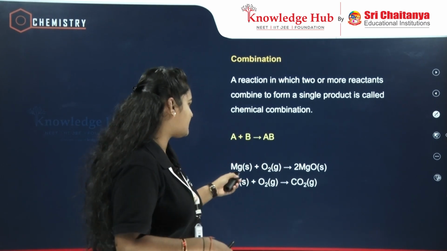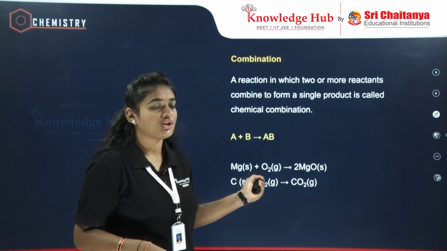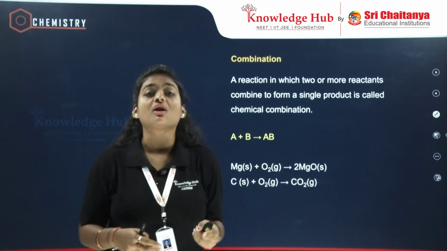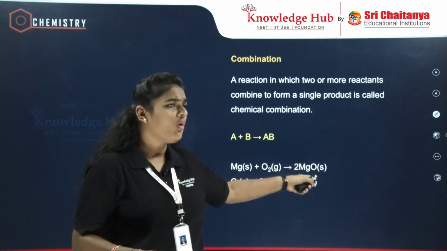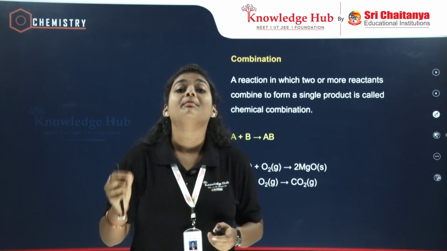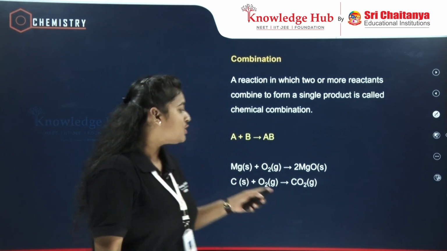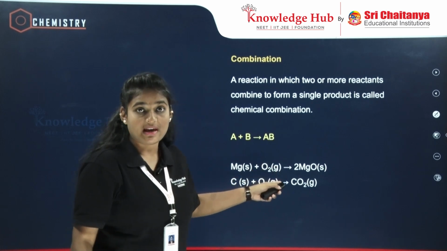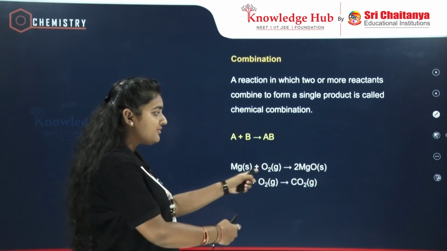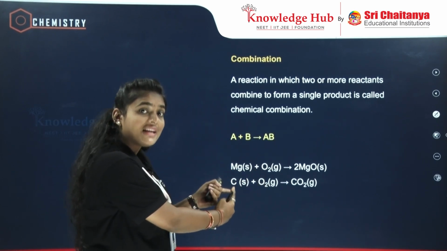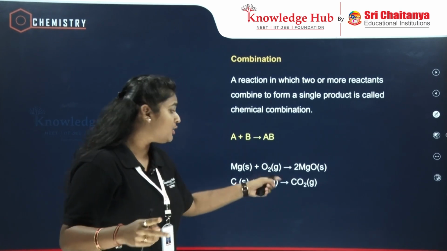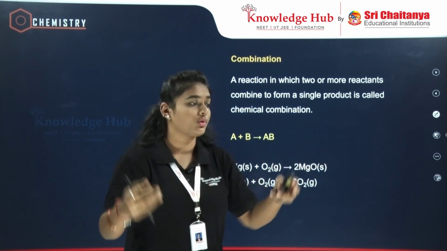Let's see some examples. What is this? Magnesium. What's this? Oxygen. So magnesium is reacting with oxygen to form MgO. What is MgO? MgO is magnesium oxide. So when magnesium reacts with air, that is oxygen, it forms magnesium oxide. Have you observed here? Two substances are reacting or combining to form one single product. It need not be only two. It can be two or more.